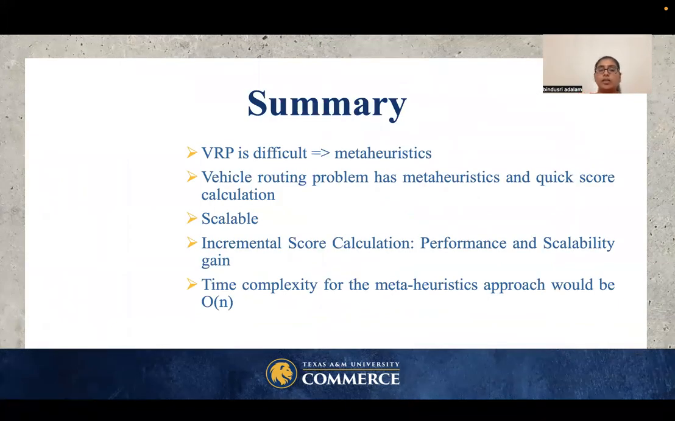Coming to the summary, VRP is very difficult. So we have taken the meta heuristic approach here along with the local search algorithm. And here a rule engine such as Drools, which is used in this project, is great for calculating the score of a solution of a planning problem. It makes it easy and scalable to add additional soft or hard constraints. It does incremental score calculation without any extra code. This is a huge performance and scalability gain.